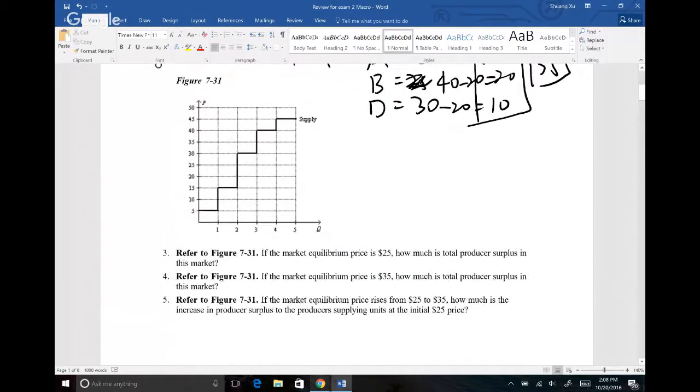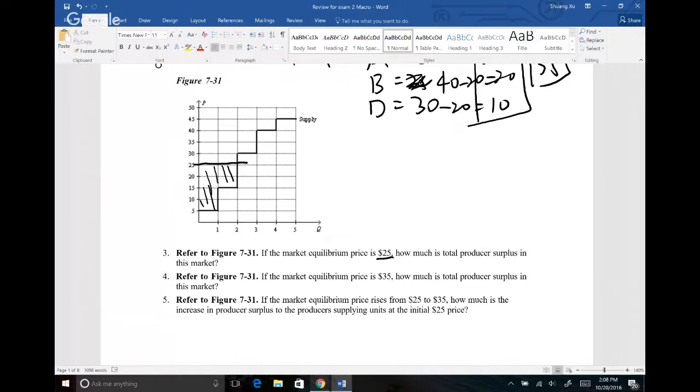Now when the price is $25, how much is our total producer surplus? So guys, to find producer surplus, draw a line. Let's draw the price line at $25. Your producer surplus will be below your price line and above the supply curve. So the shaded area is our producer surplus.